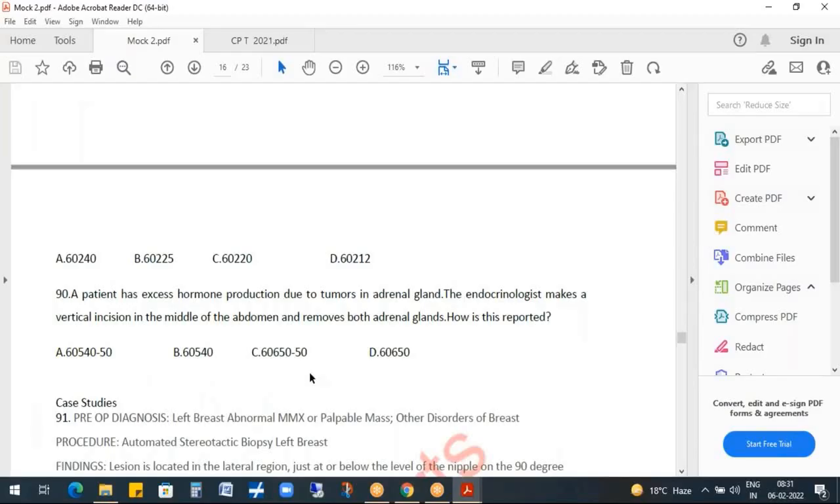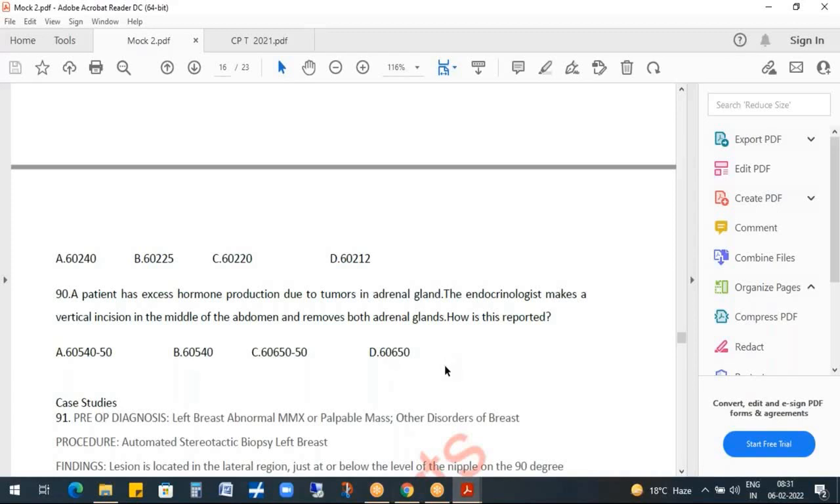Sir, I coded 60540, but the answer has modifier 50 along with it, so I got confused. That is what I am saying, both adrenal glands they have removed. That means left and right they removed. Yes, sir. Then what is the modifier? 50. 50 modifier.